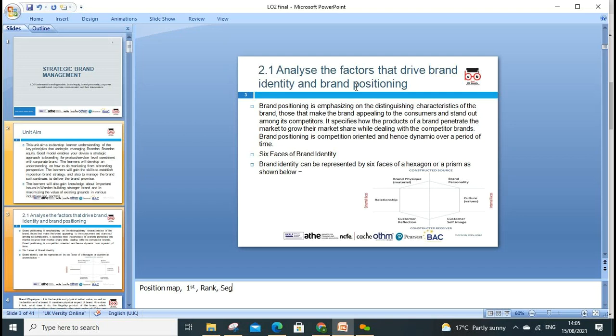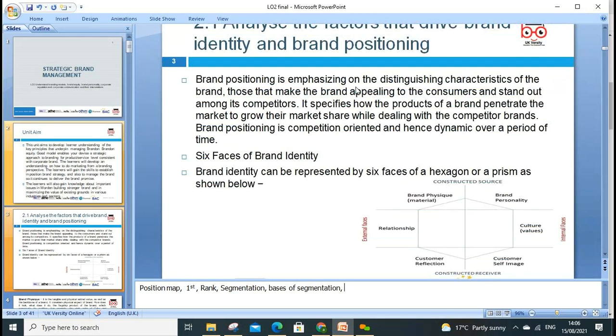We have various options, and various segments of the population. In the last lesson we discussed segmentation, the bases of segmentation, and target market. We discussed demographic, psychographic, and various other bases of segmentation.